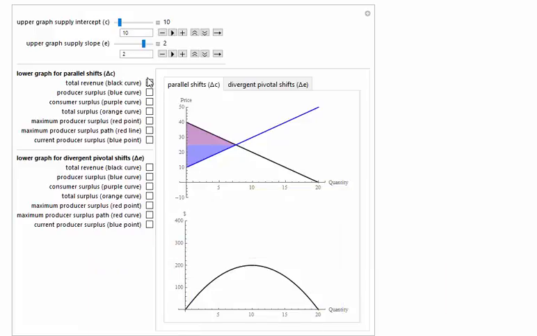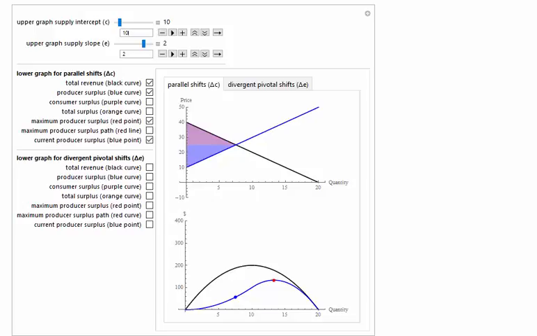Now let's look at producer surplus. So let's click up here under our parallel shifts. So there's our producer surplus. And let's also show our current producer surplus, which will be straight below here. There it is. And let's also show our maximum producer surplus. Actually, red point, there is our maximum. And I'm actually going to draw a line that will show all of our producer surpluses. Just for simplicity, let's take that off right now. So there's our maximum point.